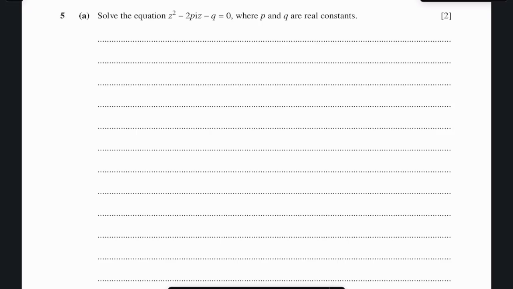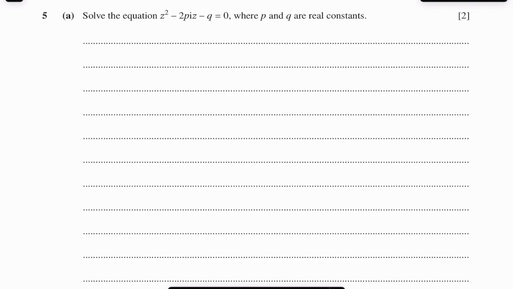Right, now for number 5a, guys, we've got the following question. It says, solve the equation z squared minus 2pz minus q equals 0, where p and q are real constants. Right, so, in a situation like this, we're just going to use the quadratic formula. And that's just going to give us the answer we need here.